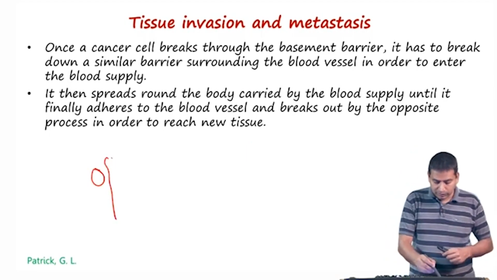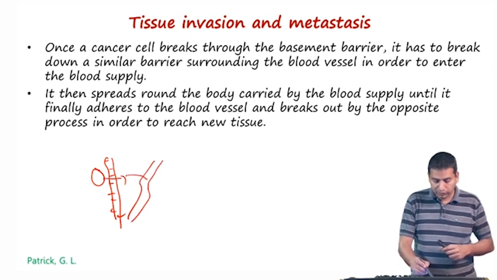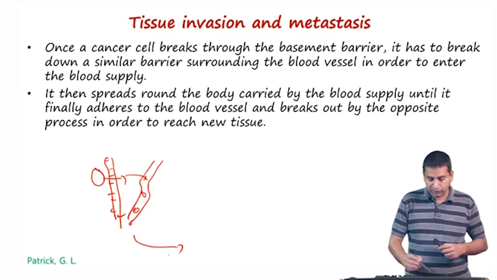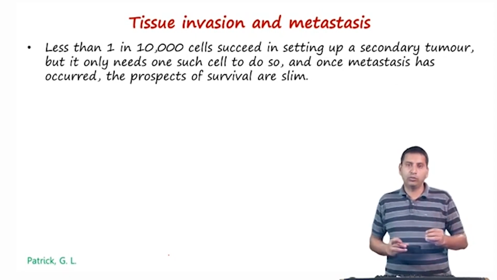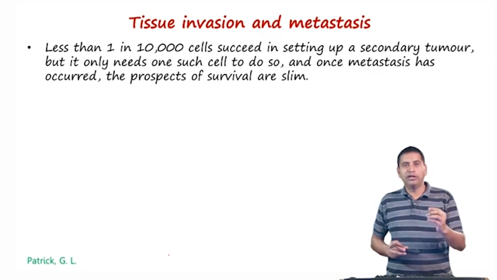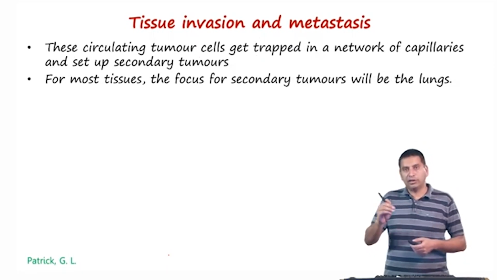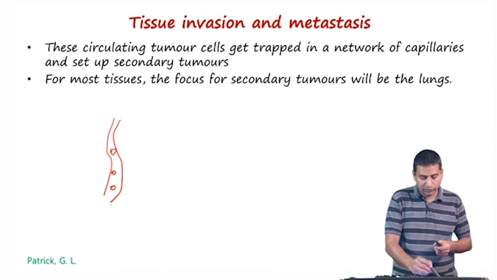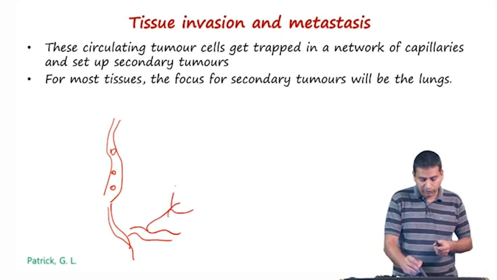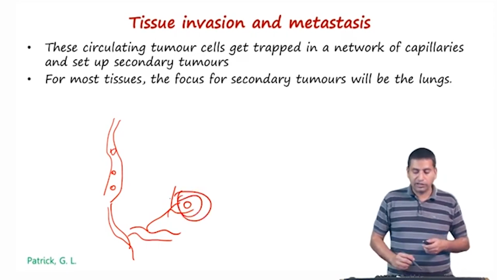So the cancer has to cross this epithelial layer, and then there is a blood vessel that it has to breach, and then it has to metastasize. Statistically, less than 1 in 10,000 cells succeed in setting up a secondary tumor, but the problem is that all we need is one cell to do this, and then metastasis has occurred. These circulating tumor cells get trapped in a network of capillaries and then set up secondary tumors. Here is your blood supply in which the tumor cell is traveling, and once it gets to a network of capillaries, it lodges itself there and starts growing and making a secondary tumor.